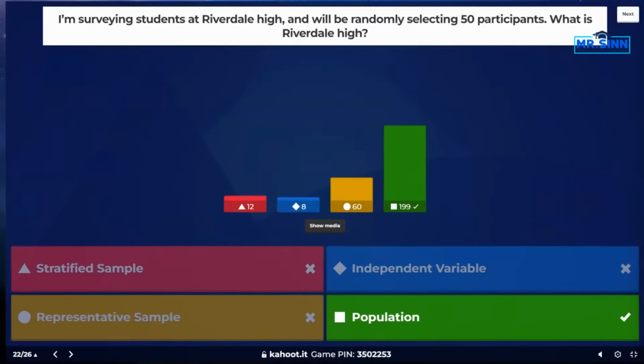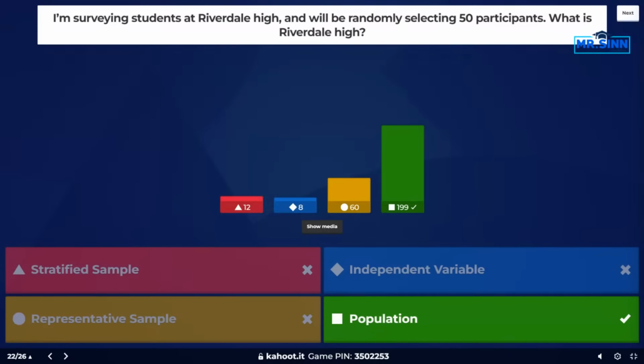But yes, it would be the popular surveying people. We're taking 50 participants from the school. The school is the population. Those 50 participants are going to be our sample.